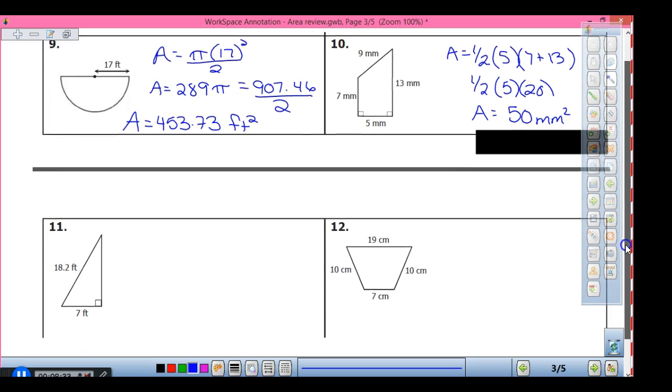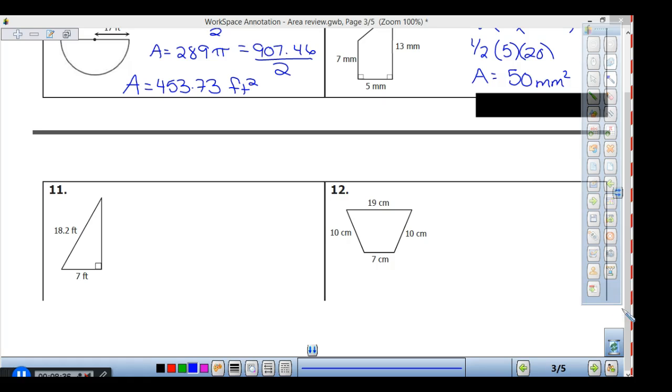All right, look at number 11. Do I know my height? I don't know my height. How do I find my height? I have to use the Pythagorean theorem to find my height. Yep. How about in number 12? Do I know my height? No. So I've got to draw my height in, which is going to go right here. But how am I going to figure out what I'm using? Well, I'm using the Pythagorean theorem, but how do I know what this is?